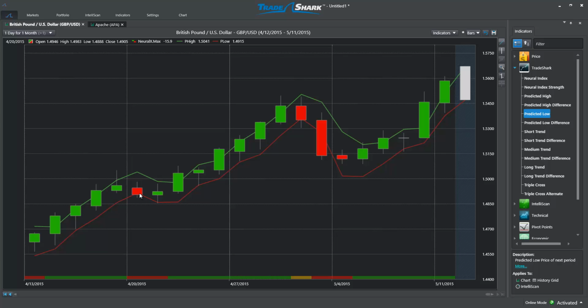On this day, however, we can see that we would have been a buyer. After that trading day, TradeShark's forecast showed the Neural Index in a red position. A trader could look to exit any longs and possibly look to go short. However, this is a great opportunity to highlight the Neural Index strength indicator that can help us gain further insight as to how traders should use these valuable predictive tools.